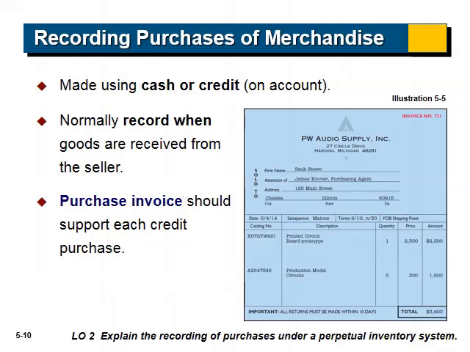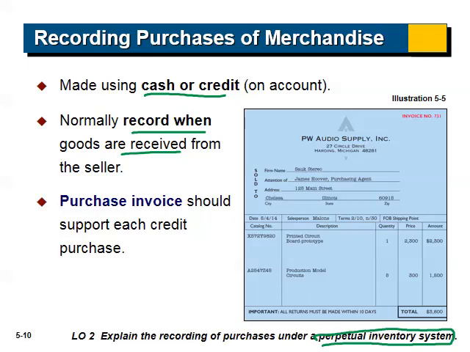So we're going to talk about how you record a purchase of merchandise or a purchase of inventory. And we're going to talk about it from the perspective of a perpetual inventory system. You see it down here at the bottom of the page. We're using a perpetual system. So you can buy inventory on cash or account. That is, you have an open account from your supplier and you buy on credit. And you normally record the inventory purchase when the goods are received from the seller.